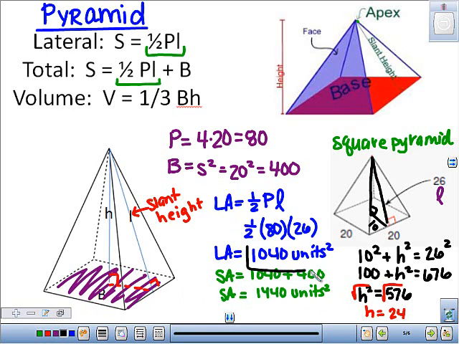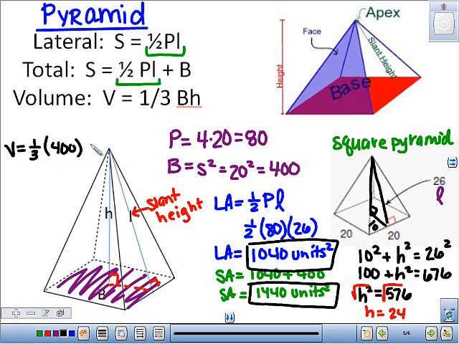And last but not least, we need to find the volume of the pyramid. Do that right over here. So volume is 1/3 B, area of the base, 400, times the height of the pyramid. My height is what we found using the Pythagorean theorem, and that is 24. So 1/3 times 400 times 24 is a grand total of 3,200. And our units for volume are cubed.